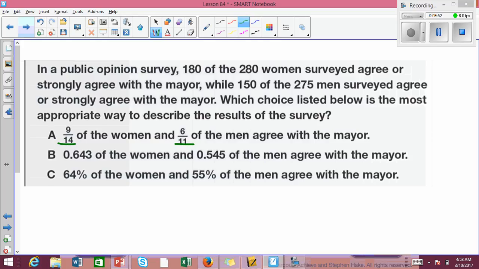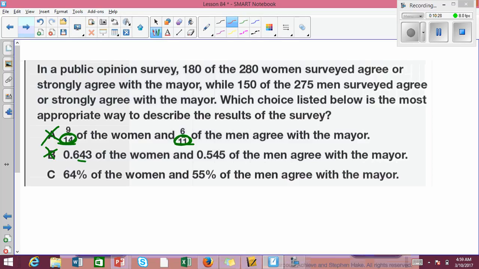Bad representation just because of our denominators. They don't show any relationship because we don't have the same denominators. How about B? So let's cross off A. 0.643 of the women and 0.545 of the men agree with the mayor. Doesn't mean anything to me. It does show me that more women would be agreeing, but I wouldn't like to see that in a paper or in a document that explained the data to me. So we're going to cross off B.